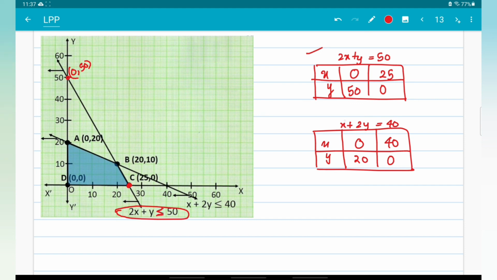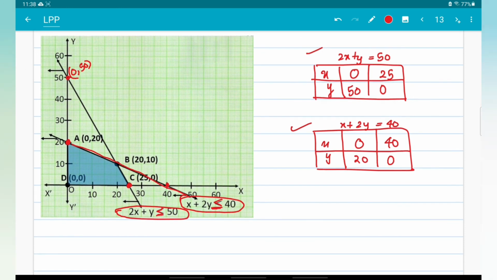Now I'm going to plot the next inequality. The points are 0, 20 and 40, 0. So 0, 20 is over here, and 40, 0 is this point. Now when I join these 2 points by a line, I get the line for the inequality x plus 2y less than or equal to 40. Since again there is the equal to symbol along with the less than, I have to draw a proper straight line instead of a dotted line.